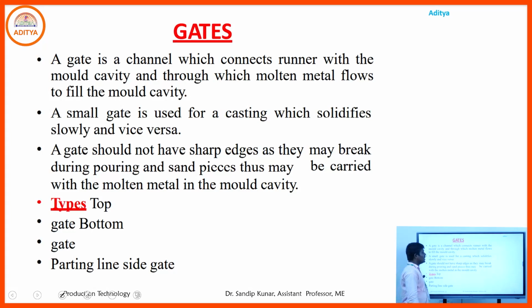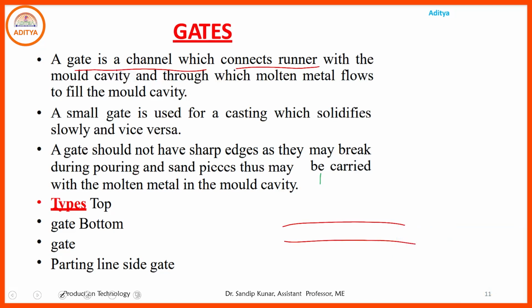Gates. Gates control the flow of pouring metal to the mold cavity. It controls the flow of the molten metal to the mold cavity. A gate is a channel which connects the runner with the mold cavity. If there is a runner and a mold cavity, the channel that connects those portions acts as a gate.